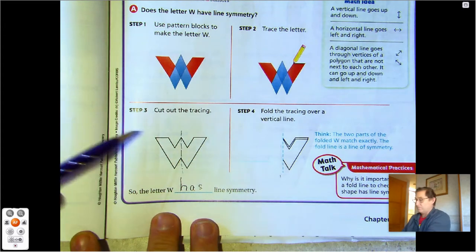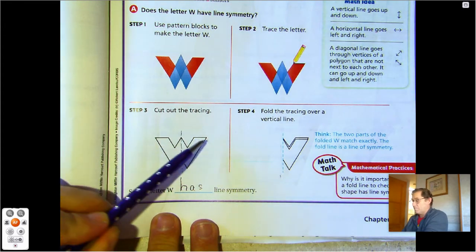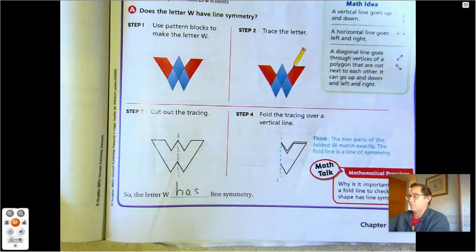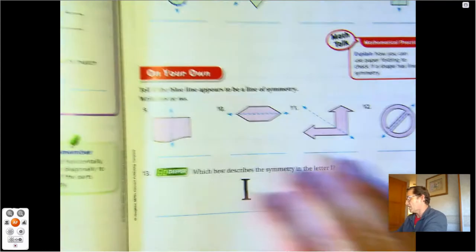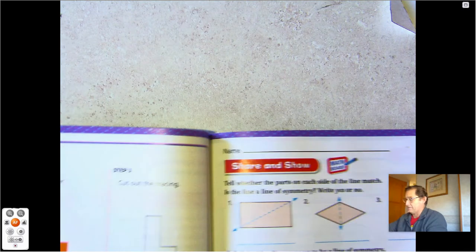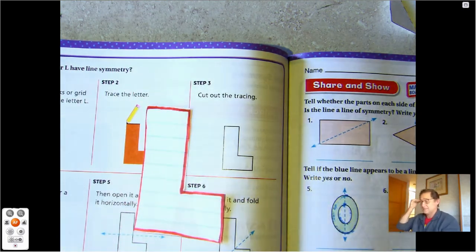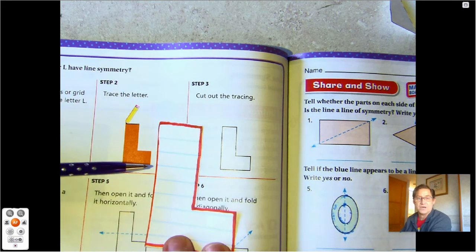So ask yourself, would this corner match this corner if I fold it along the dashed line? That answer is yes. Okay, so let's go to page 422. Then they're asking us to make the letter L. So I traced the letter L using pattern blocks.